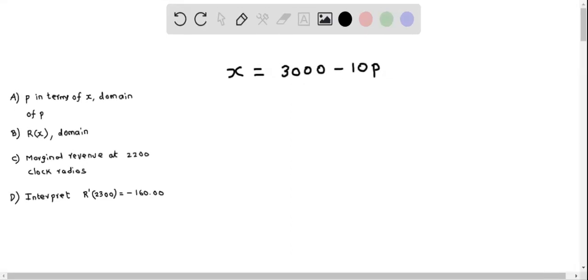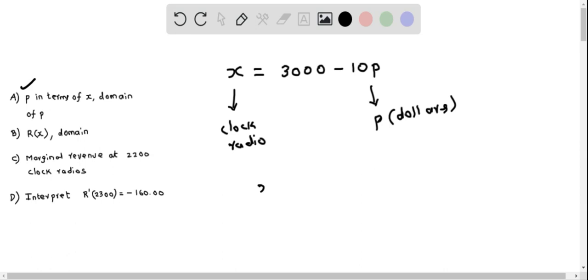The price demand relation for a particular clock radio is given by x equals 3000 minus 10p, where x represents the number of clock radios and p is the price of the clock radios, in dollars. In part A, we write p in terms of x and we also determine the domain of p.